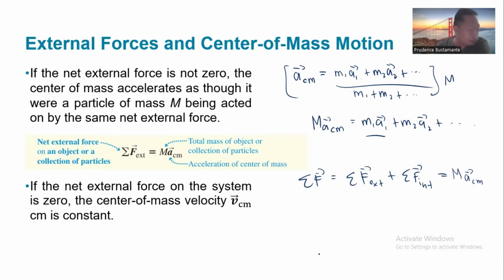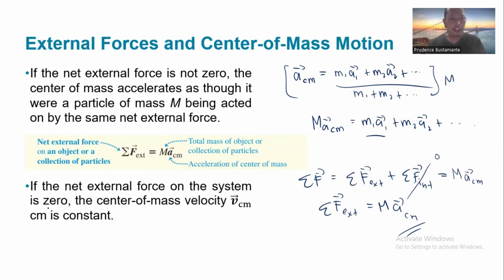However, Newton's third law states that all internal forces cancel in pairs. So the internal term is equal to 0. Therefore, what's left is that the net external force on an object or a collection of particles is equal to the total mass of the object or collection of particles multiplied by the acceleration of the center of mass.